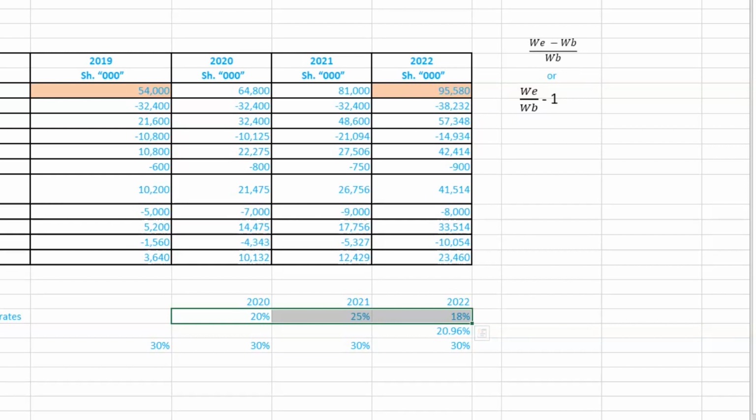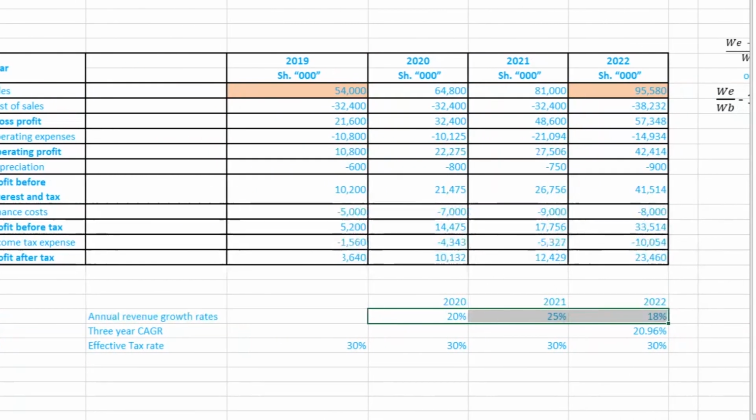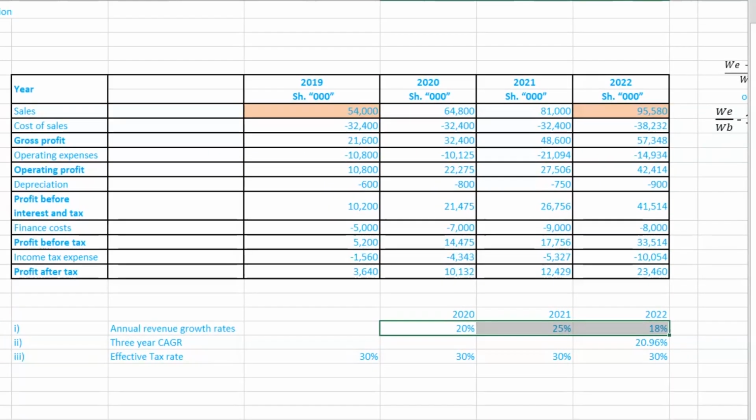For the cumulative annual growth rate, which is also called CAGR, by industry convention, we compute the 3-year CAGR as follows. We first of all get the value at the end. We divide that by the value at the beginning of the 3-year period. Why we're saying it's 3 years is because from here to here is 1 period, from here to here is 1 period, and from here to here is 1 period. So that represents 3 years.